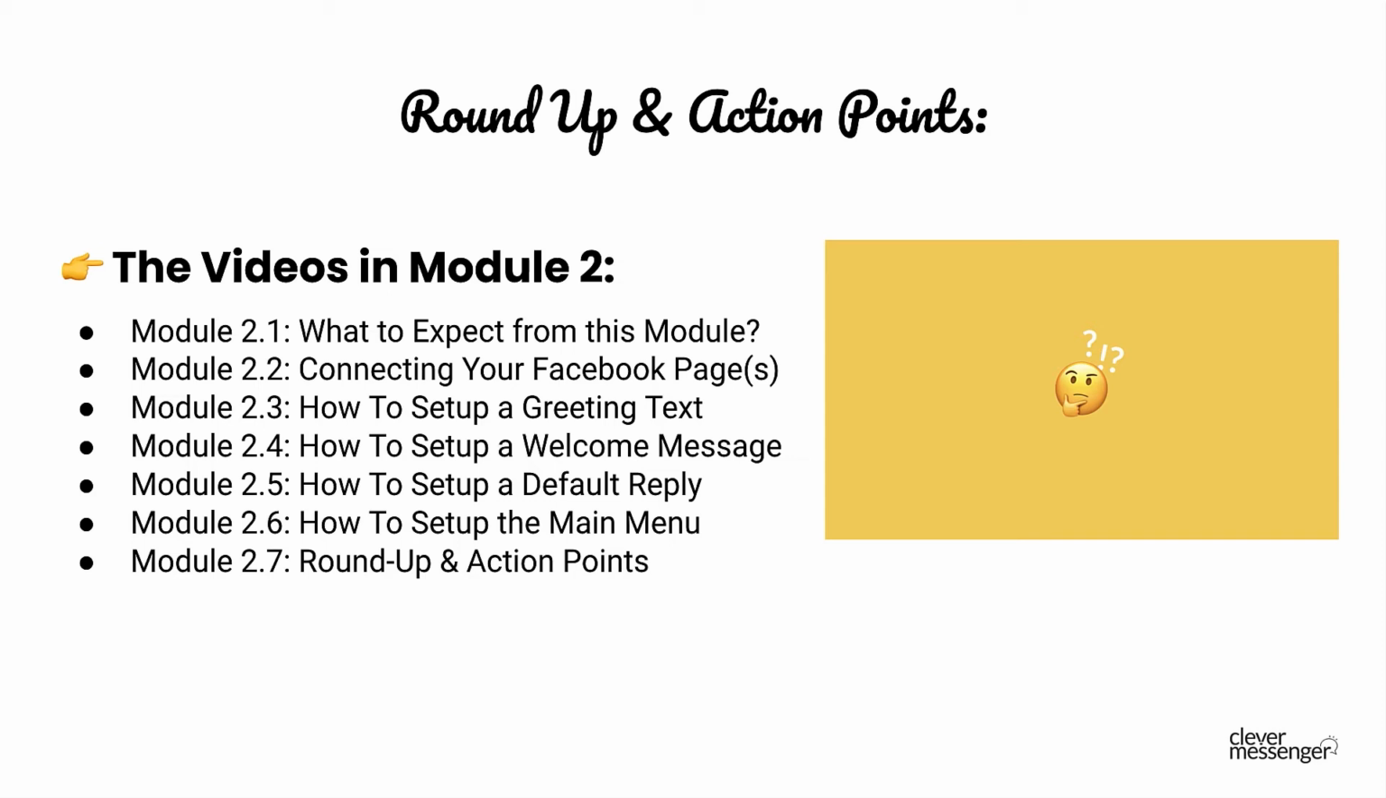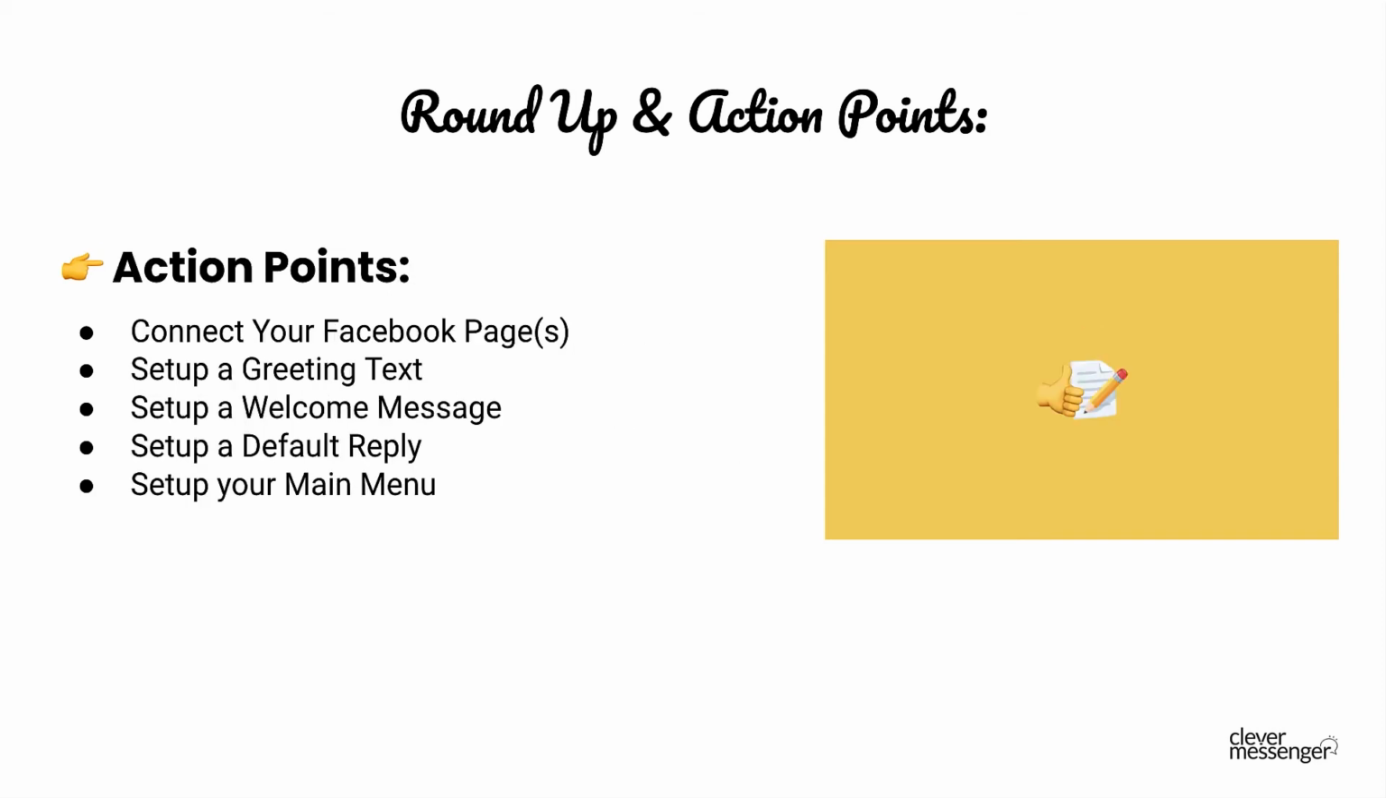Now, it shouldn't come as a surprise that these come with their own set of action points. So in order to attain the module goal, you need to finish off these action points. So what are these action points? You need to connect your Facebook page or Facebook pages to Clever Messenger. You need to set up a greeting text, a welcome message, and a default reply. And finally, you set up your main menu. Do these action points and you automatically attain the module goal.